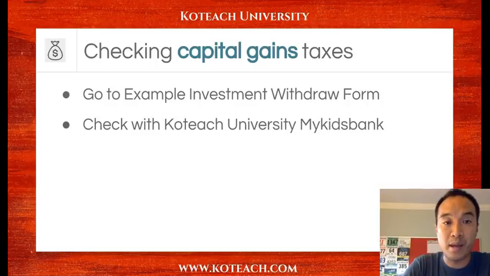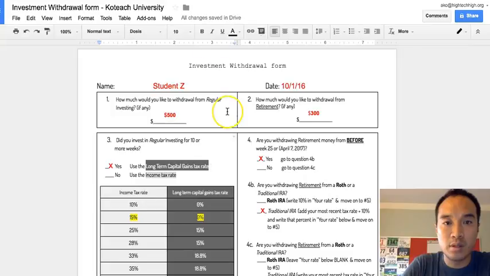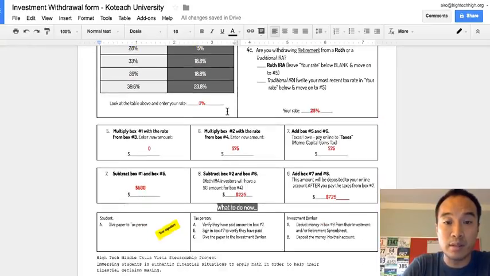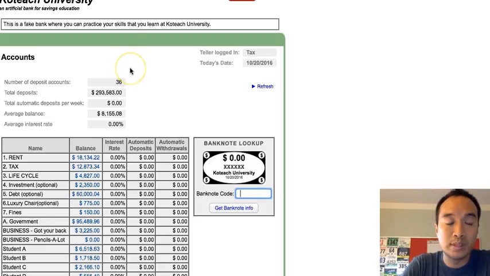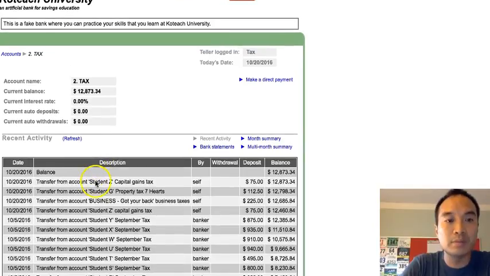All right, so we're back. And what happened was this student, Student Z as in zebra, did not pay their taxes, so you didn't sign it. So you told student Z, hey, student Z, pay your capital gains tax. And student Z says, okay. So student Z said, oh, got it, I paid it. So you're like, okay, let me check. So you check tax, and student Z, capital gains tax, $75.